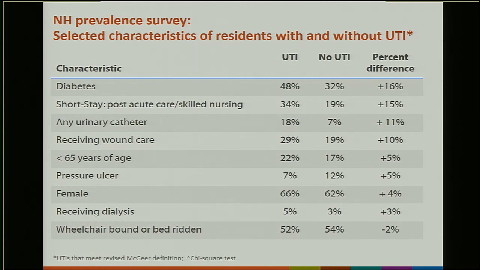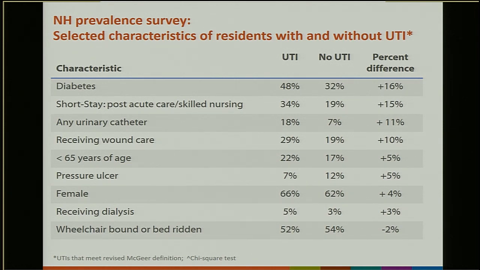So among people with a UTI, 48% of people had diabetes, where it was 32% among people without a UTI, a difference of 16%. When we looked at residents that were classified as short stay, so that really represents the post-acute care or the skilled nursing residents that are in your facility, we can see that of those people with a UTI, 34% were short stay versus 19% without a UTI. And then one of the other factors that we had looked at was the presence of a urinary catheter. So among people with a UTI, 18% had a urinary catheter versus 7% without a catheter.